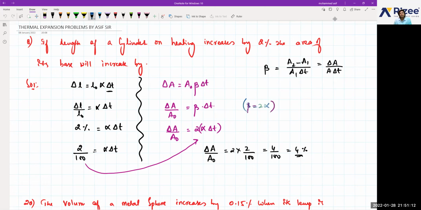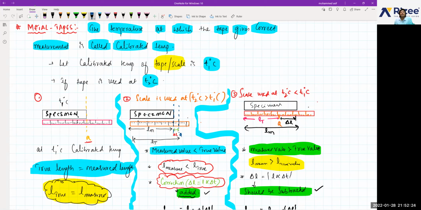Next one. Yesterday I already told you about the variation of density. Action of barometer is not required. Metallic tapes, beta, very important. Now see this one. The temperature at which the tape gives the correct measurement is called the calibrated temperature. Let the calibrated temperature of the tape or scale be T1 degree centigrade. So if the tape is used at T2 degree centigrade, what happens?